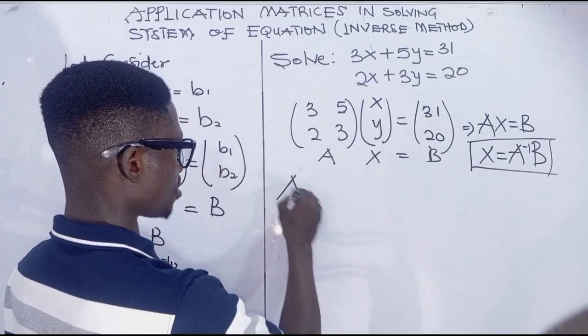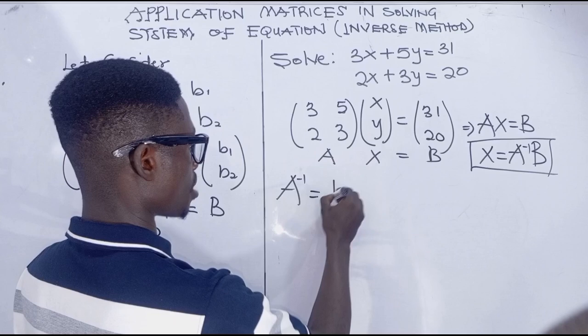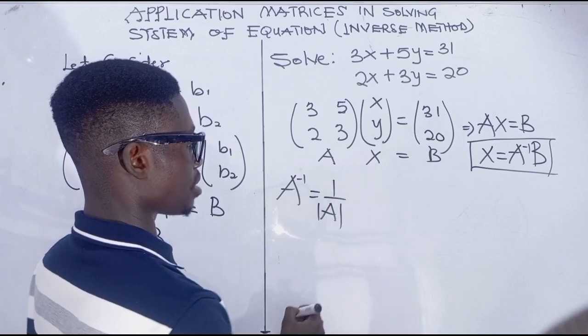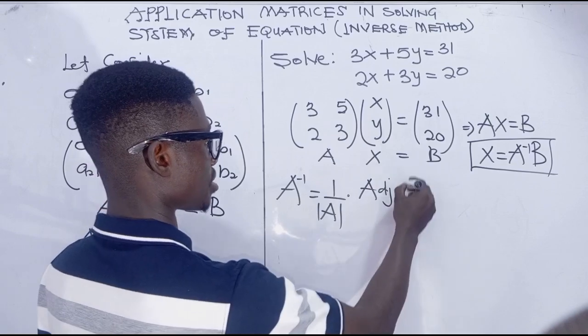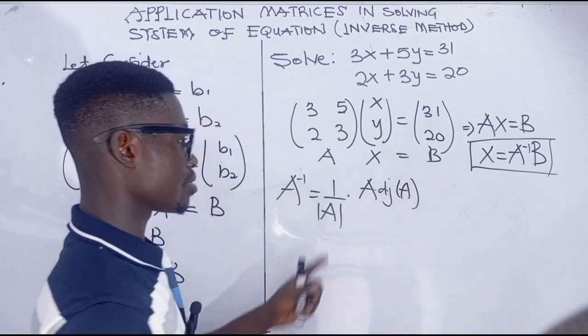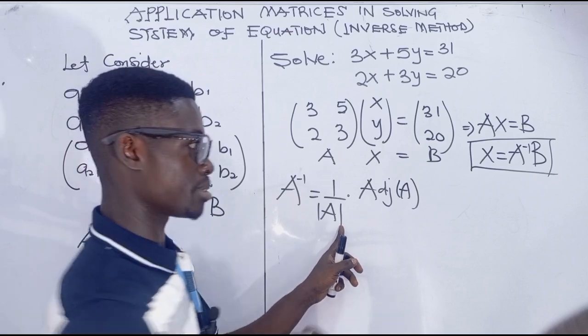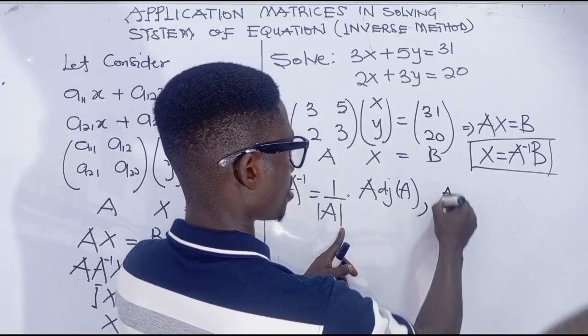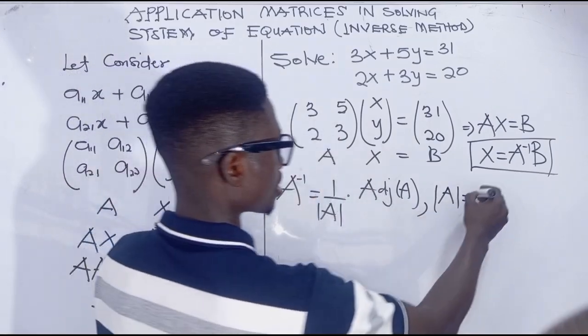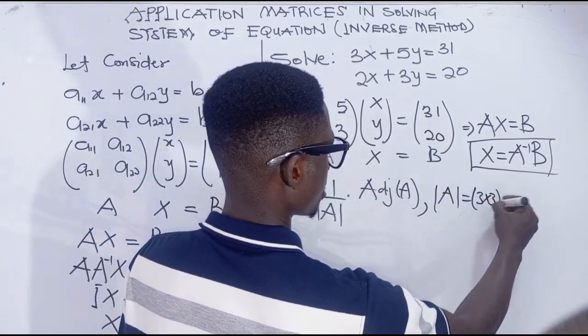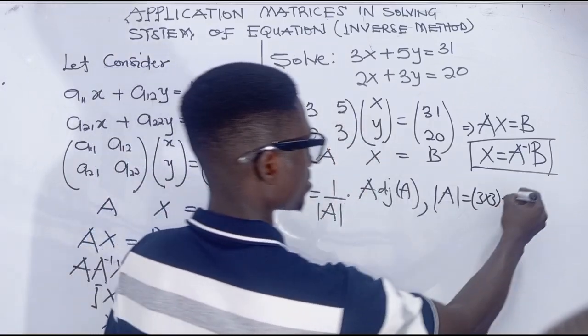And we know that the inverse of A is given as 1 over the determinant of matrix A multiplied by the adjoint of matrix A. So we are going to first find our determinant. So the determinant of matrix A is going to be what? This times this, 3 times 3 minus 2 times 5.